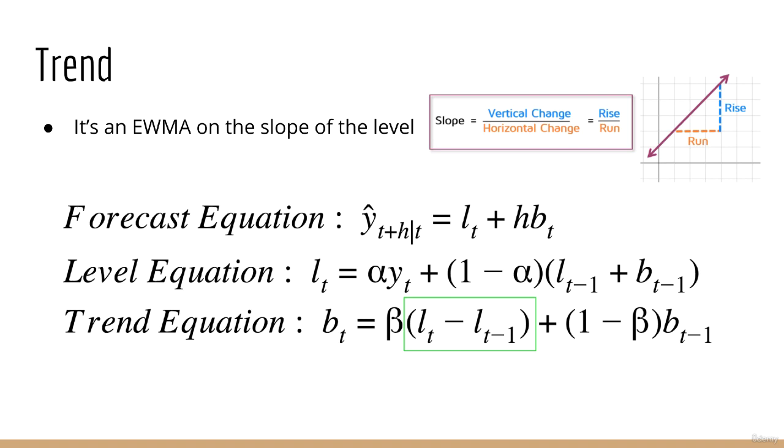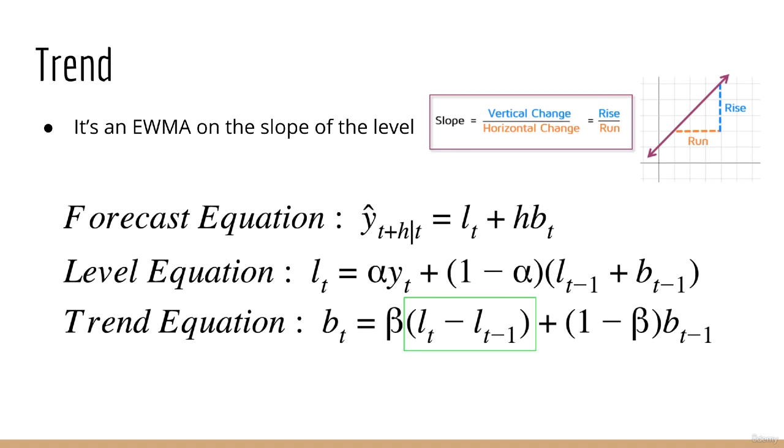So why does this make sense? Remember that b of t is trying to estimate the slope, or the trend of the signal. The slope of the signal is the value at one time, minus the value at some other time, divided by the difference in time. In our case, the time difference is just 1 because we're updating b of t on every time step. So L of t minus L of t minus 1 makes sense.